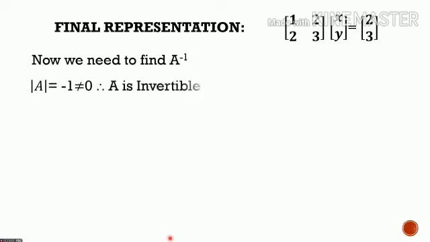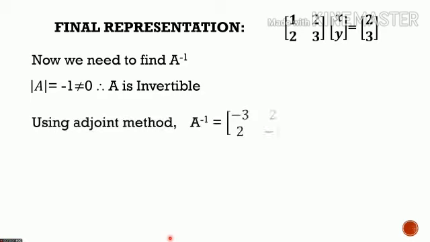Let's continue with the same example. This is our matrix equation. Now we need to find A inverse. So first we'll have to check whether A inverse exists. Yes, it exists. So A is invertible matrix. Now A inverse we can find using either elementary transformations or adjoint method. Here I have used adjoint method. I have directly written the answer, but you need to show steps.